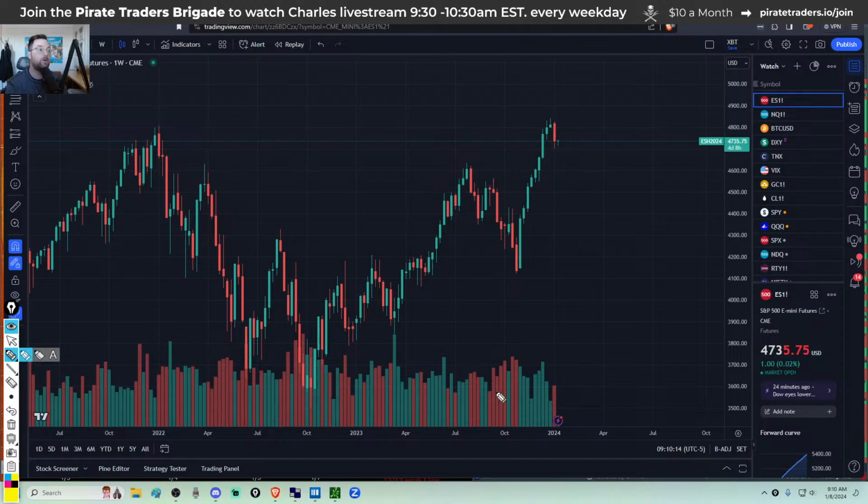Okay? I would also say this could be a setup for balance on the weekly. The candle that we made yesterday, if this week can stay inside of there, would set us up for some sideways. Let's wait and see.